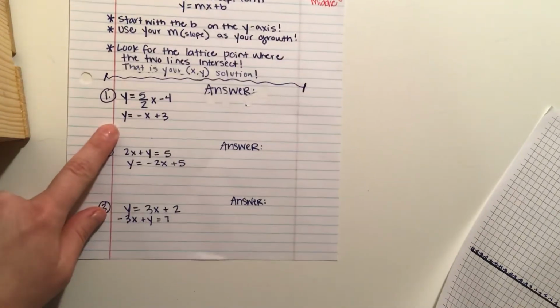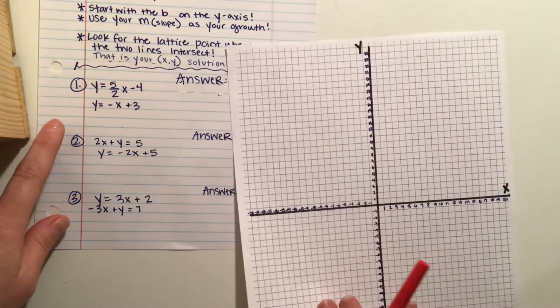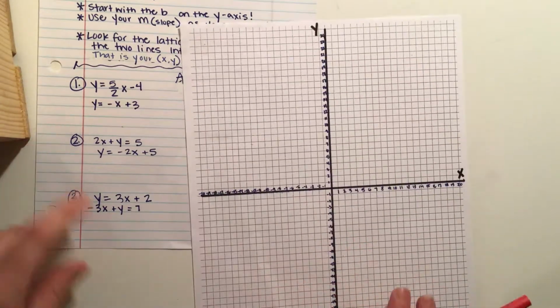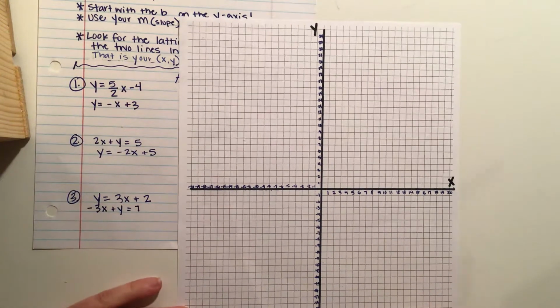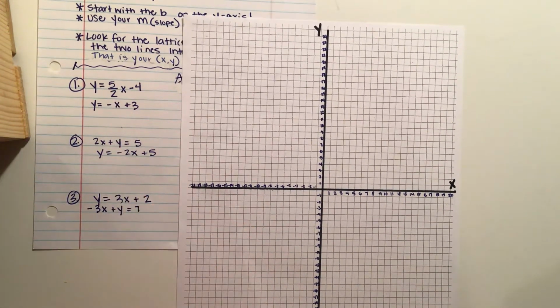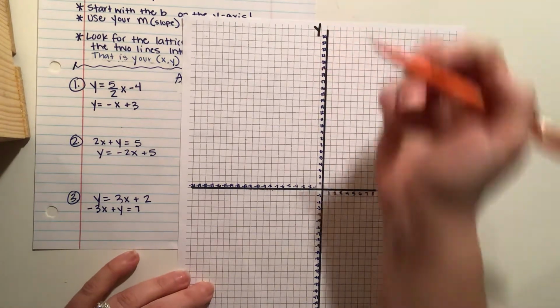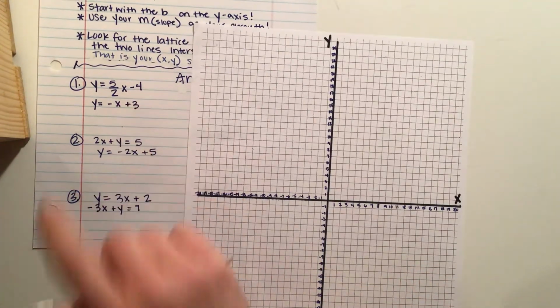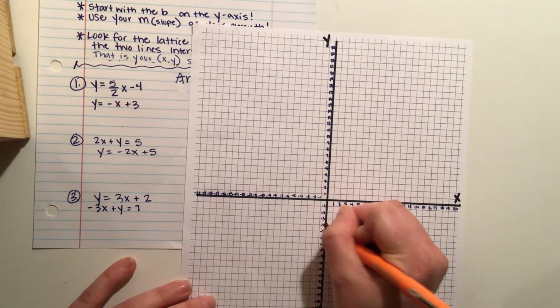Here's my first equation that we're going to look at. I'm going to slide this over just a little bit and pull out our graph paper. All right, so y equals 5 over 2x minus 4. And our second equation is y equals negative x plus 3. Like I said earlier, in order to graph, you're going to use your b on the y-axis. That's the first thing that you need to do. So negative 4 is our starting point. We're going to go to negative 4 and make one little dot right there.